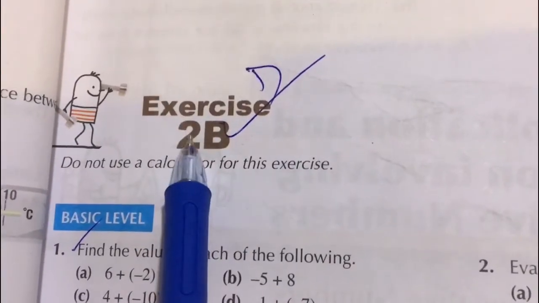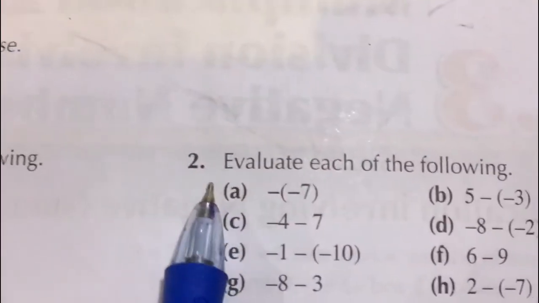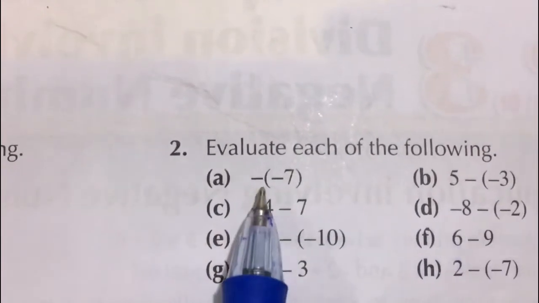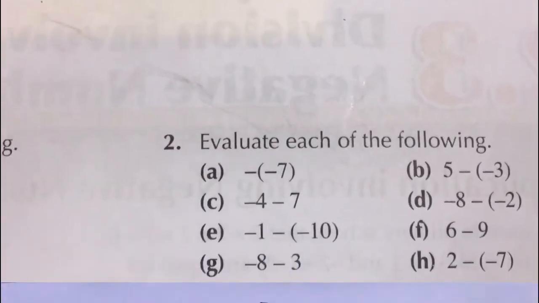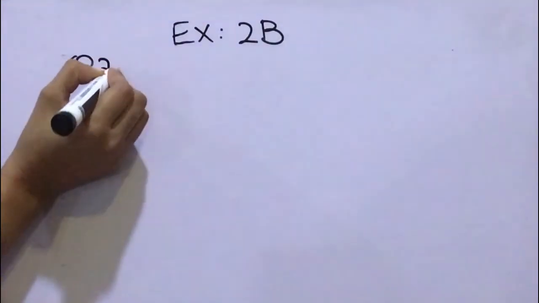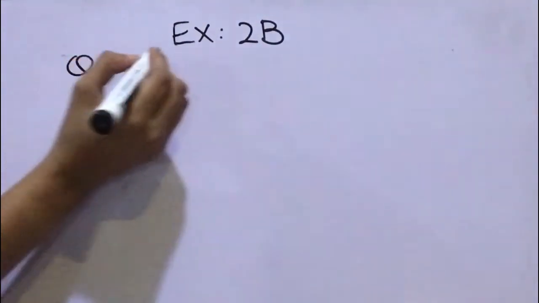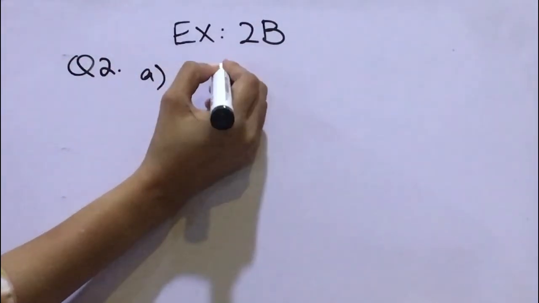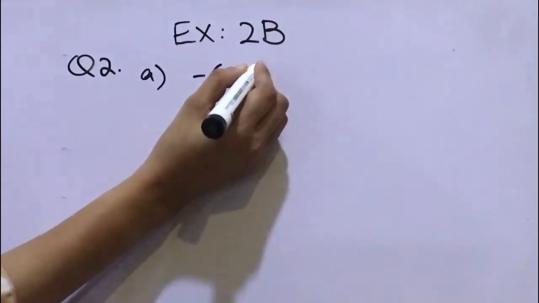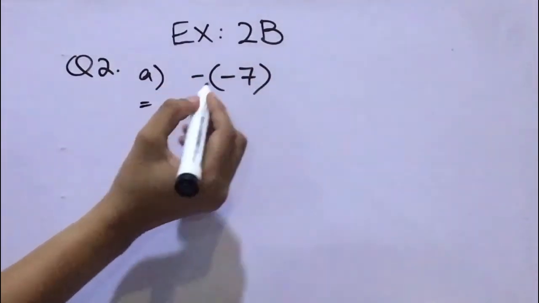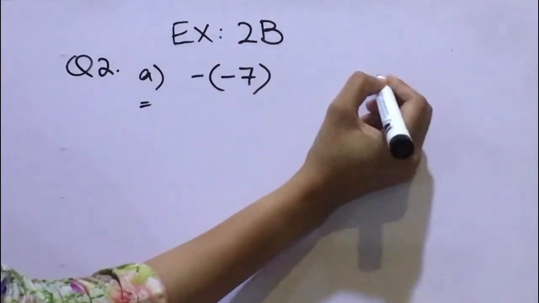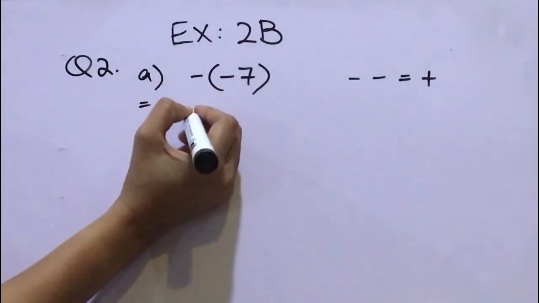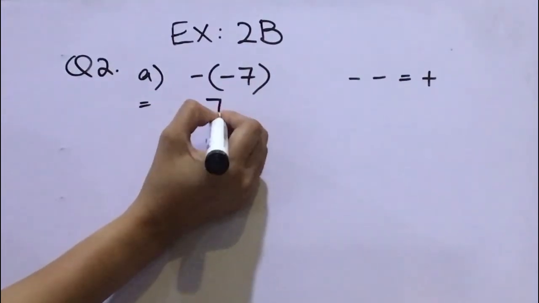Now exercise 2B and question number 2. Evaluate each of the following. We will deal with the negative sign. Question number 2. Evaluate the following. A part is minus minus 7. So what will we do? Minus and minus, when they collide with each other, will behave like plus. Then the answer would be plus 7.